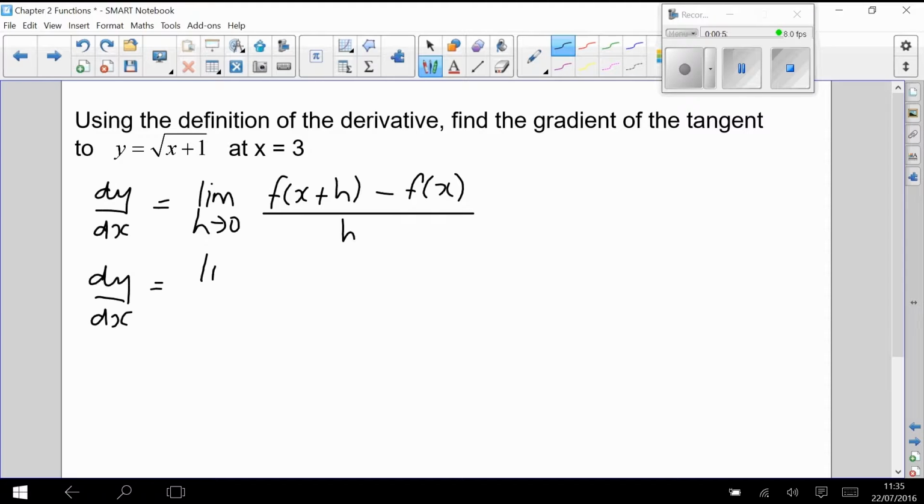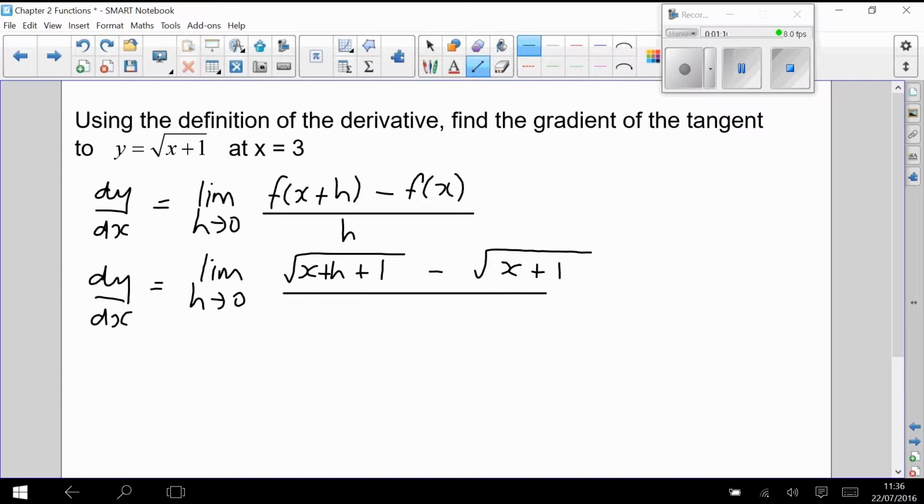substituting in so that I can find f of x plus h, I must change the x to an x plus h. In other words, I'm going to have the square root of x plus h plus 1. And minusing f of x, I minus the original expression, which is the root of x plus 1. And this is all over h.